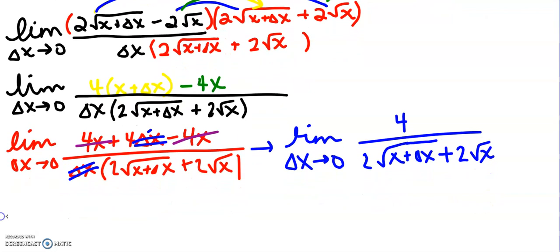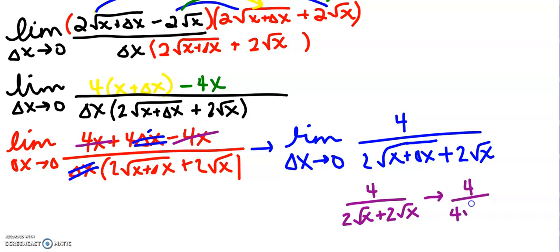So when I do direct substitution this time, I get 4 over 2 square root of x plus 2 square root of x, which is really 4 over 4 square root of x, which finally then my limit equals 1 over the square root of x, or as your book says, x to the negative 1/2 as its equivalent. Okay, so that should help with number 87.